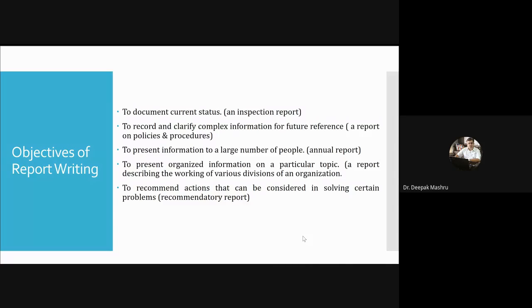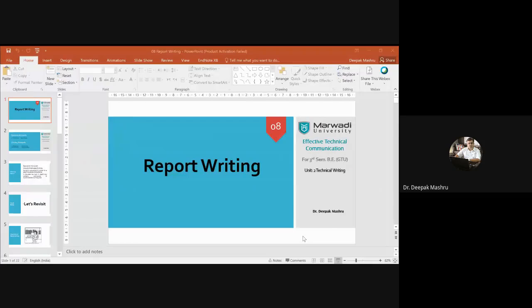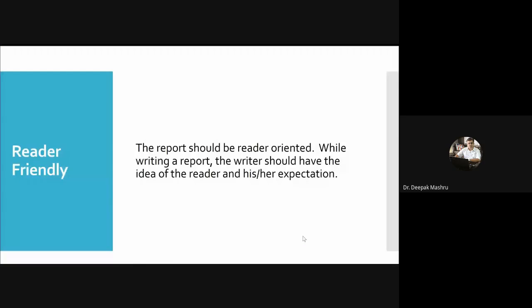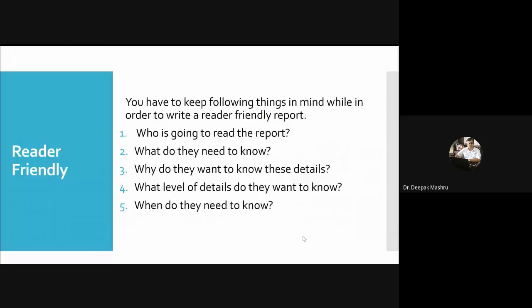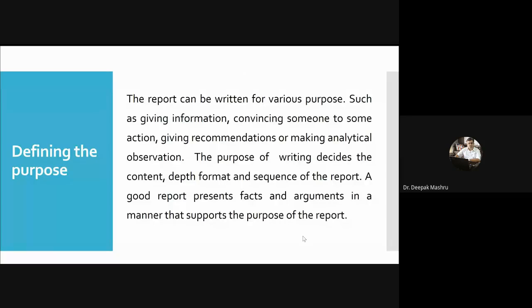Okay. Characteristics. It should be reader oriented, right? It should define a purpose. So I told you that without purpose, in corporates, in formal writing, there is no space, right? This is not a hangout. Right? This is a typical corporate world organization where everything has a purpose.